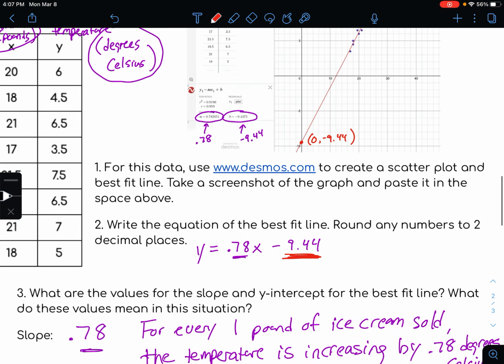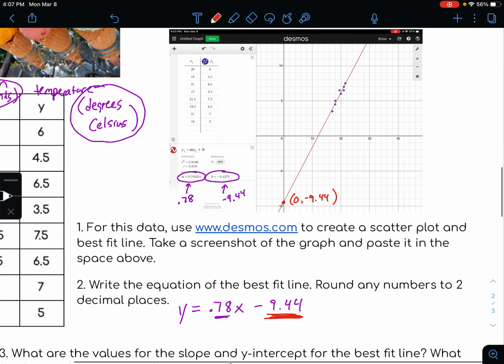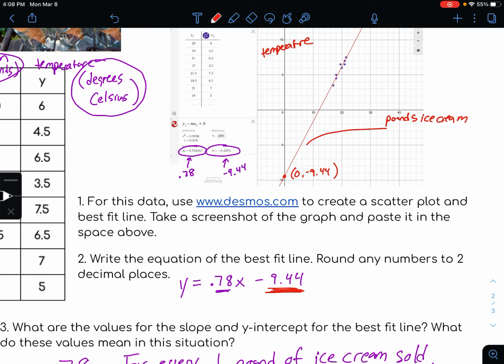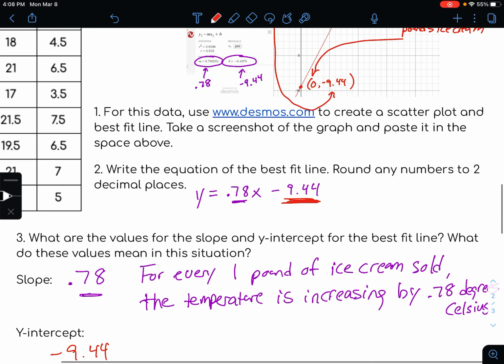All right, so what does that mean? Well, on the x-axis we have pounds of ice cream. That's our x-axis label. And our y-axis label is the temperature in degrees Celsius. So as we think about what that means, for 0 pounds of ice cream sold, the temperature is negative 9.44 degrees.